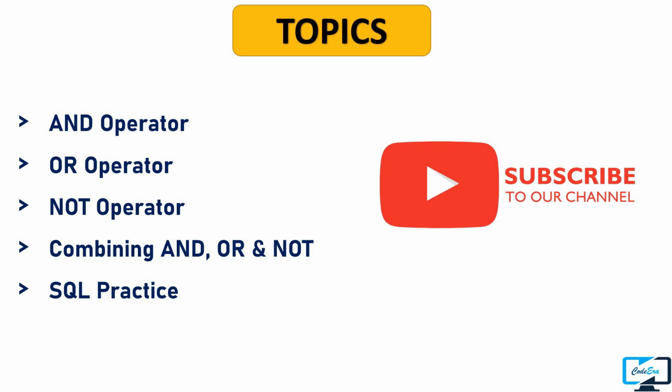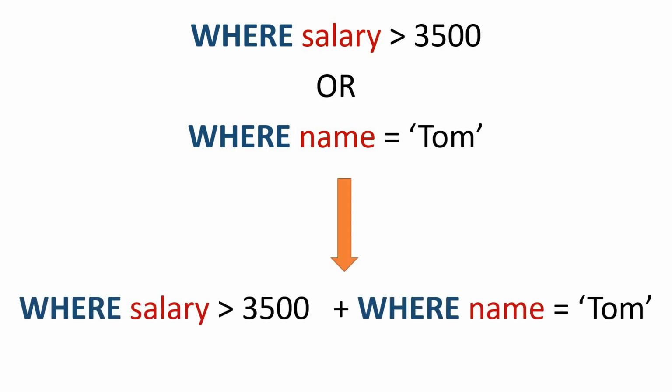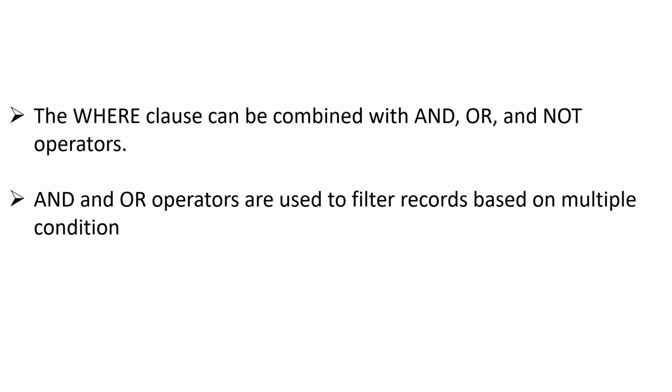So guys, in the last video we used the where clause, something like this. As you can notice, here we have only used one condition with the where clause. But what if I want to apply two or more conditions with the where clause? Something like this. So in this case, the AND and OR operators come into the picture. So we can combine AND, OR and NOT with the where clause, and particularly AND and OR operators are used to filter the data with multiple conditions. So now let's see how these operators work.